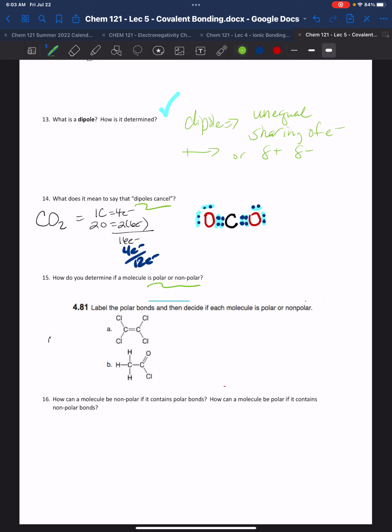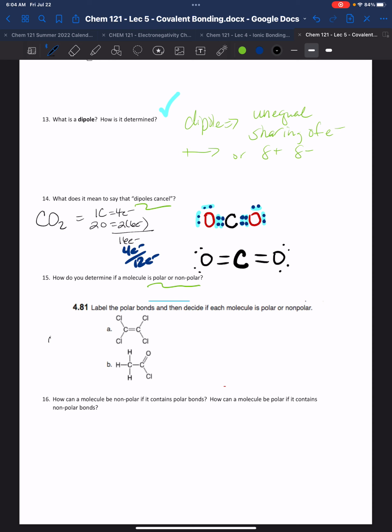And then we get something like this. We get our carbon, and then we get a double bond with oxygen, a double bond with oxygen. And just for symmetry purposes, I'm going to put those lone pairs out there. So we get something like this, okay? Double bonded oxygen to carbon.